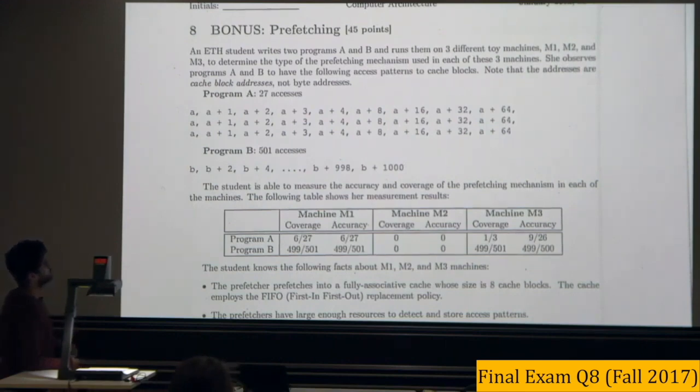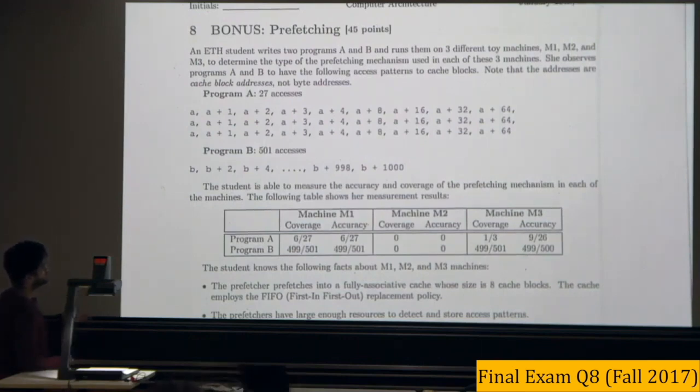The access pattern is shown like this. These access patterns are actually to the cache blocks, not the actual cache address, not the block cache block addresses. Program A actually has 27 accesses, whereas program B has 501 accesses, and the access pattern goes like this.